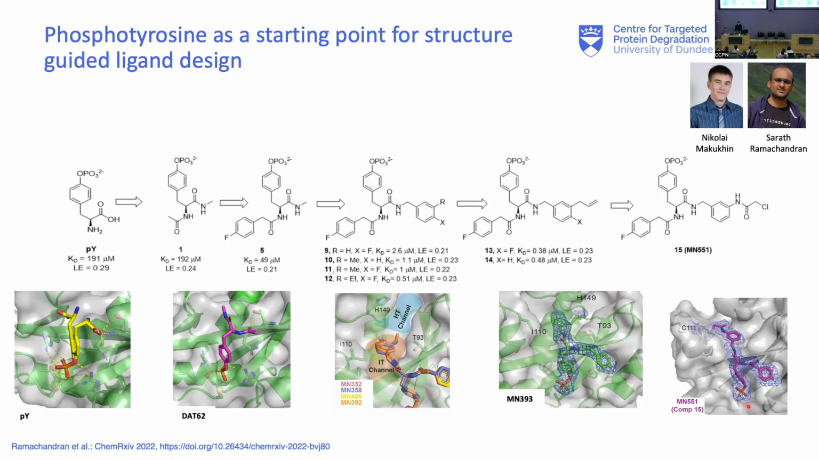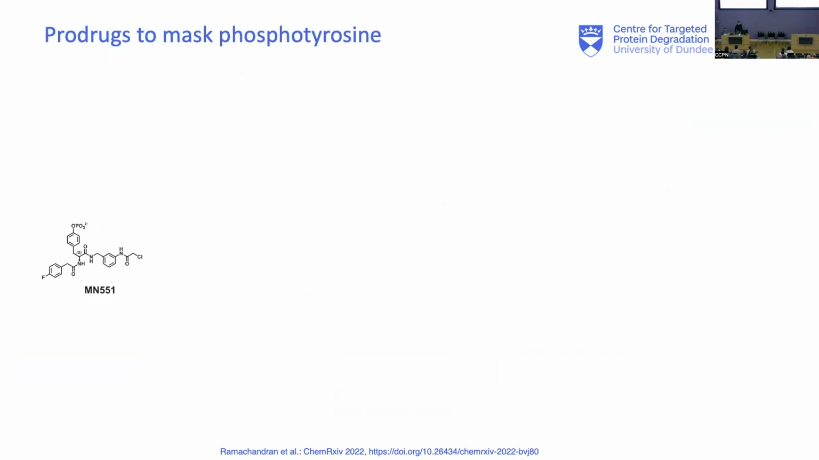this molecule, which is MN551, which has this chloroacetamide warhead that covalently engages our cysteine, and is a very potent inhibitor for the SH2 domain of SOCS2 in vitro. If we look at this molecule, it's really the kind of molecule that makes a medicinal chemist cry. It has this chloroacetamide, which can be quite notorious in terms of off-targets and is not very stable. The backbone is essentially a peptide backbone, so it clearly is still peptide derived, and worst of all, it still has this phosphate group that is really important for binding to SOCS2.